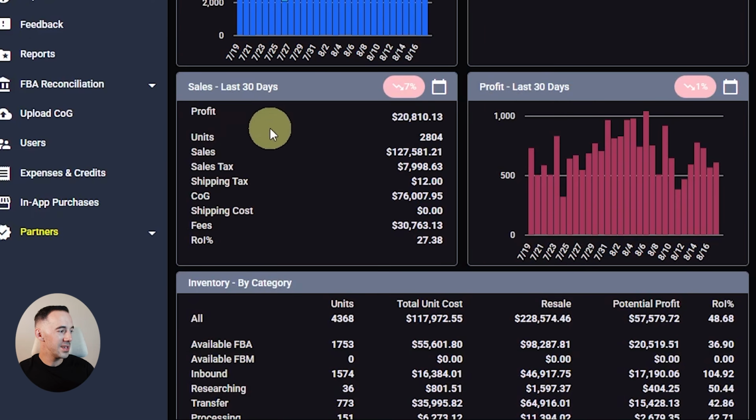Now, also as well down here, you've got more information. So it shows you profitability, and it breaks it down. Number of units, sales, sales tax, shipping tax, cost of goods, shipping costs, fees, ROI. You can see we're about 27,000. And then also, it's got the profit over that last 30-day period.